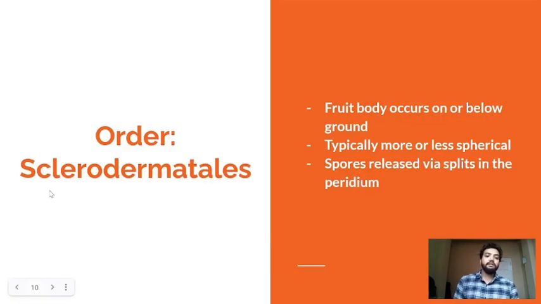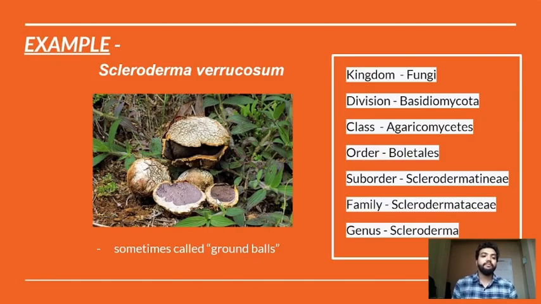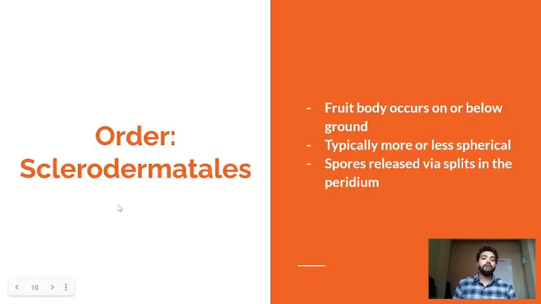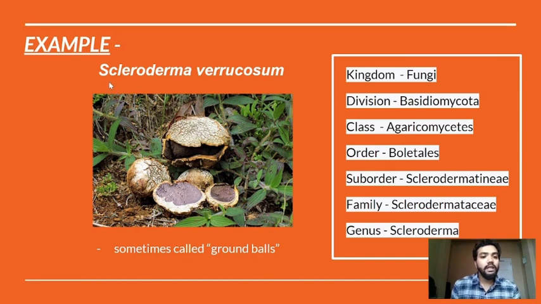The next order is Sclerodermatales. Its fruiting body occurs on or below the ground, and typically it is more or less spherical in shape. The spores are released via splits in the peridium. Examples of Sclerodermatales are Scleroderma verrucosum. It is sometimes called ground balls just for its shape. As we can see over here, it just looks like balls.